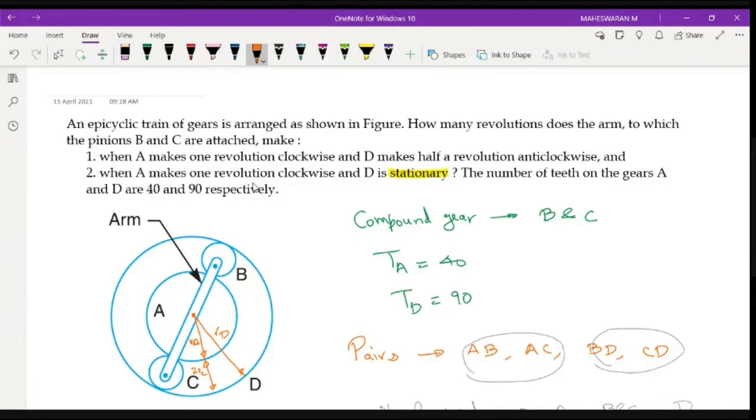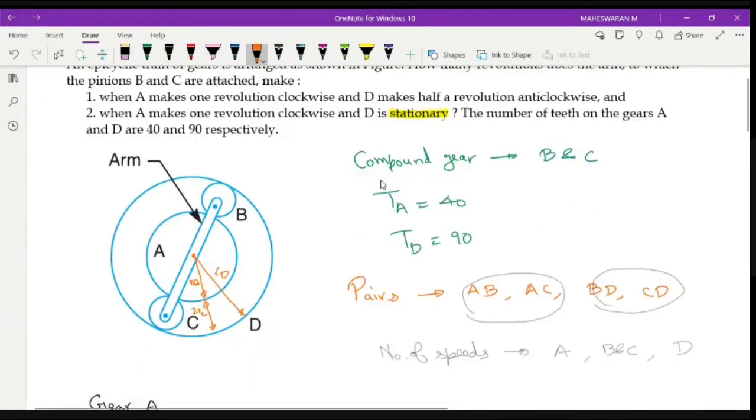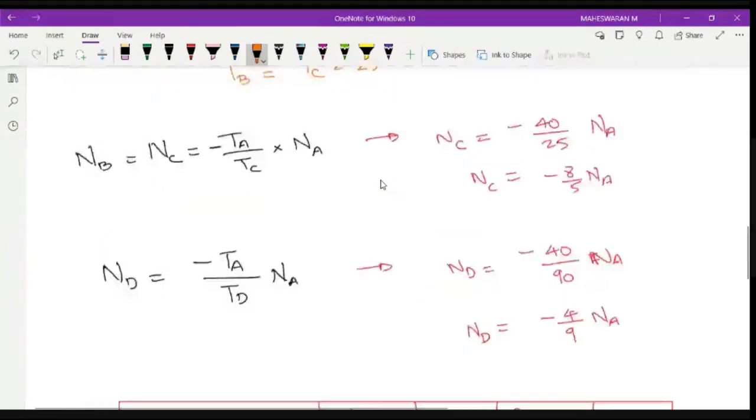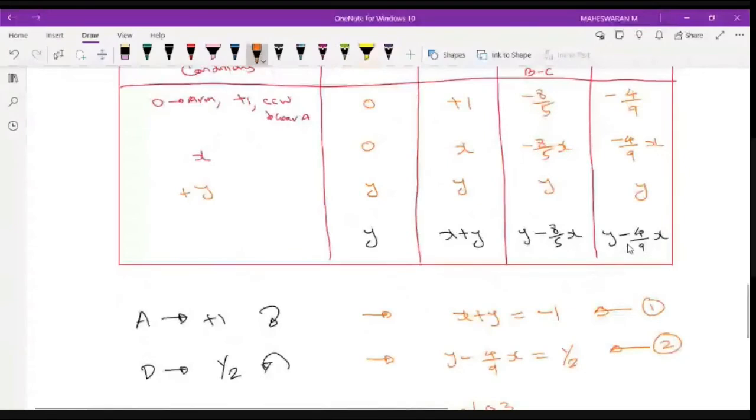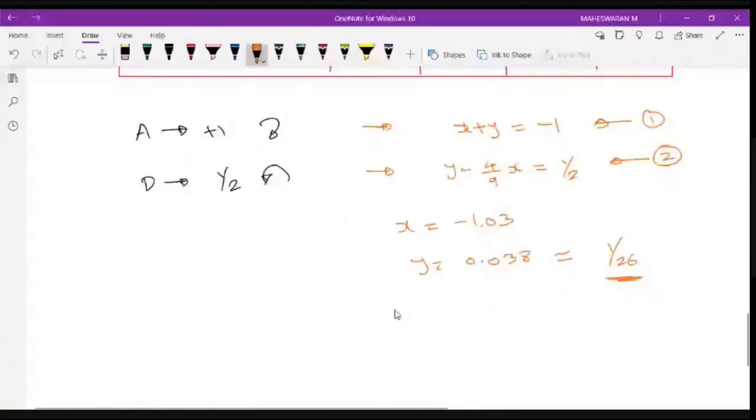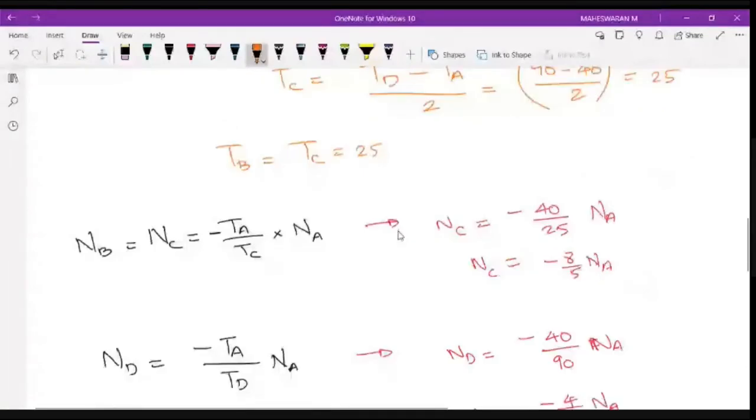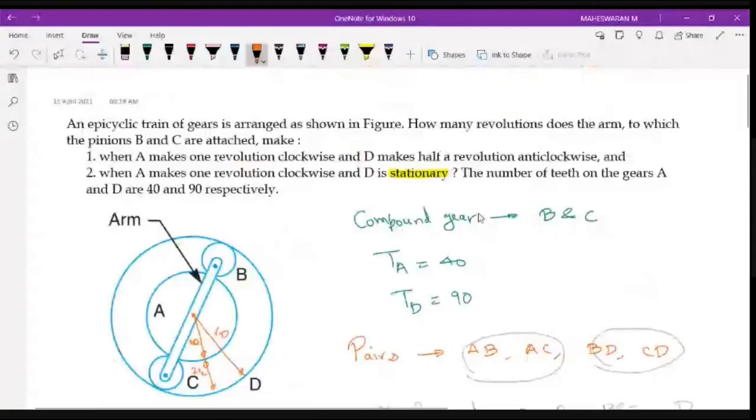Okay. The second one is x plus y is equal to -1, and y minus 4/9 x is equal to 0. Right? When you do that, you will get the value of y. So that is the second part. You try it out. You try to complete that also. We will continue this in the next class.